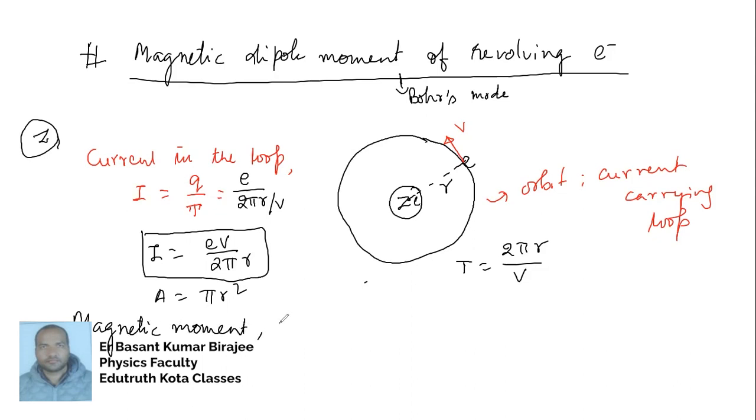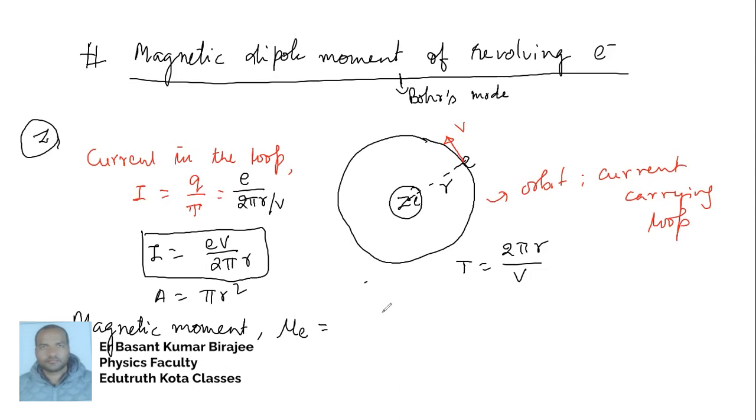What will be the formula for magnetic moment here? For the electron, we are representing the magnetic moment by mu. Now tell me, what will be the formula? You know the current, you know the area. How much will this be?